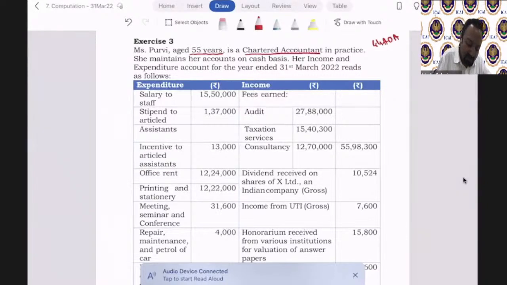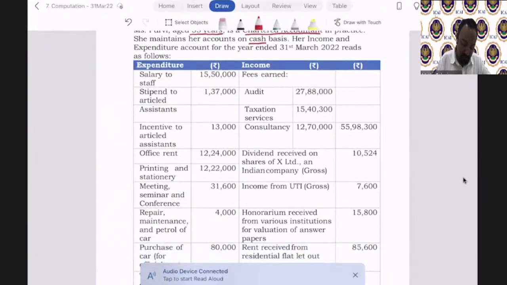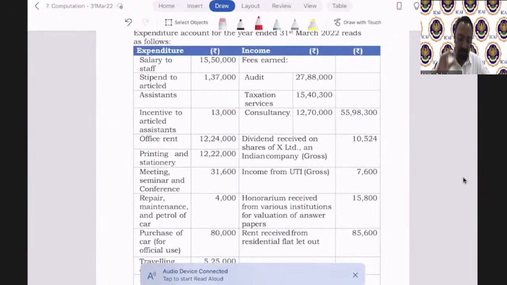She maintains her accounts on cash basis. When you say cash basis, what is important? There are two types of accounting: mercantile accounting and cash system accounting. When you say mercantile accounting, it is accrual. You will have to book expenditure even if you have actually not paid, but it is already due. With cash basis, you only book whatever you have paid. Her income and expenditure for the year reads as follows. I'll first read the income and then come to expenditure. So she has audit income, taxation services, consultancy. These are the incomes that she has earned. She has received dividend.